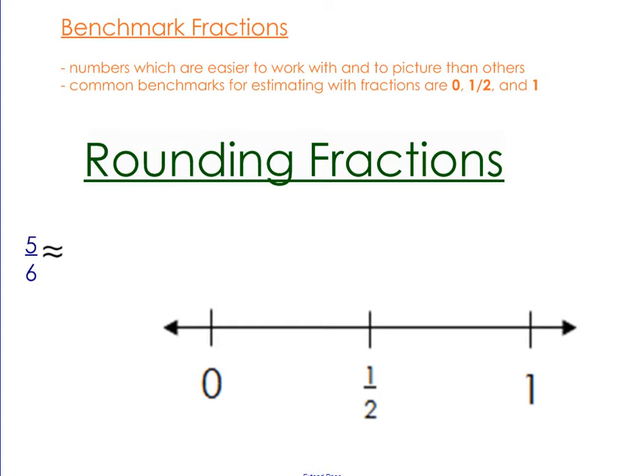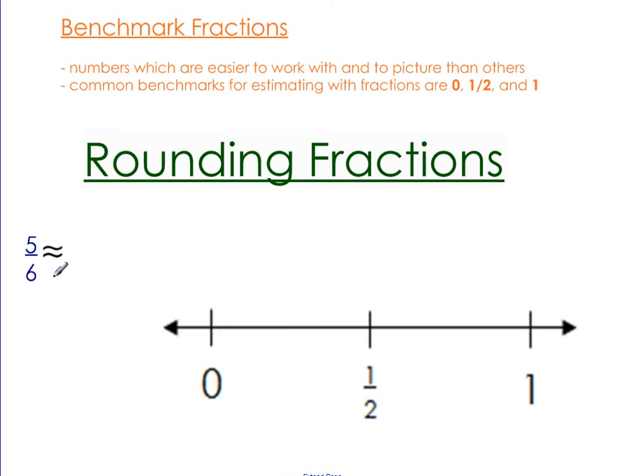Let's try 5/6. This wavy equal sign that you see after 5/6 means is approximate to. So we use this symbol whenever we're showing a rounded or estimated number, an approximation to something. In this instance, we're going to determine if 5/6 is closer to 0, closer to 1/2, or closer to 1.